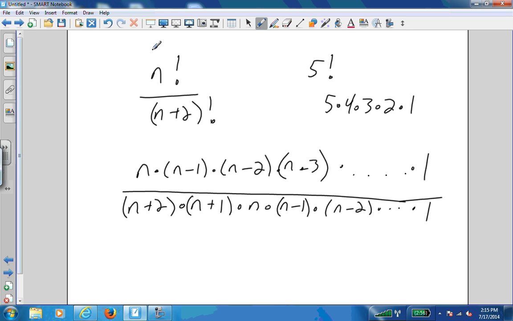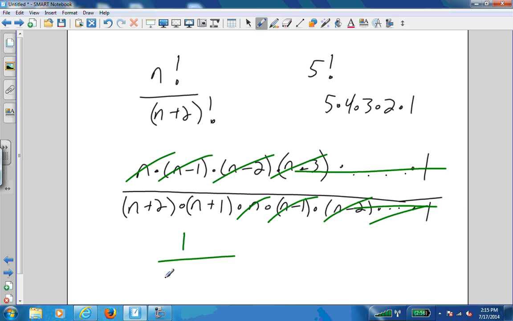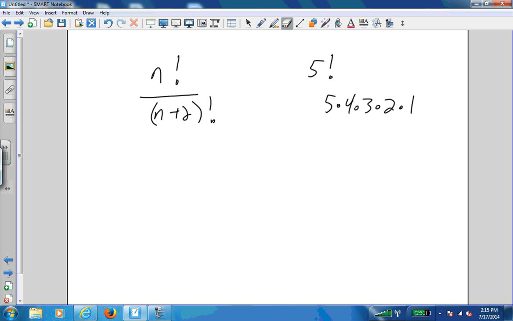Now you may notice that once you get to a certain point, both of these have an n minus 1, both of them have an n, both have an n minus 2, both will have n minus 3's, and they'll have all the remaining factors the same. So we can simplify this and get 1 over n plus 2 times n plus 1. Often you'll see this written.